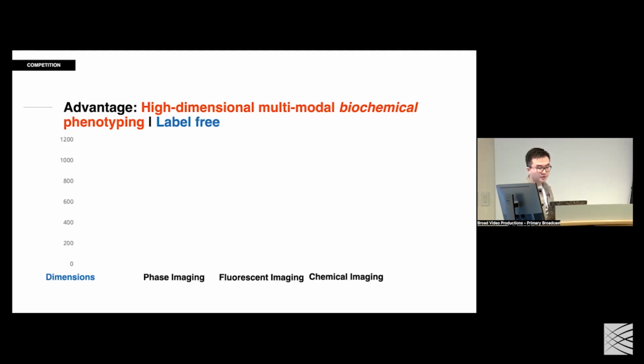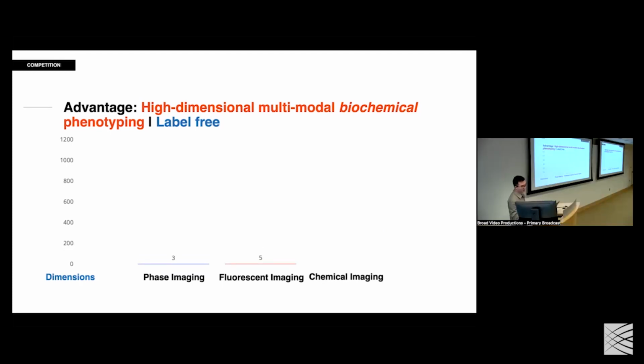And if you think about the label-free approach, phase imaging probably gives you about 3 different dimensions per pixel, and fluorescence gives you maybe 4 to 8, on average maybe 5 different colors. Chemical imaging at the pixel level will give you up to 1,000 dimensions of information. So it's 200 times more information you can get compared to traditional fluorescent microscopy.